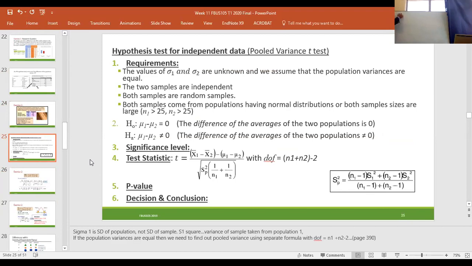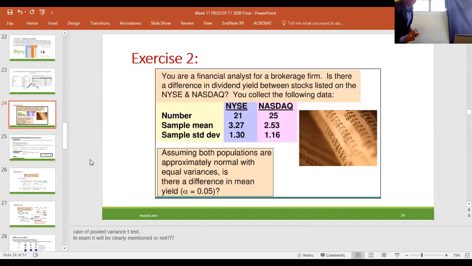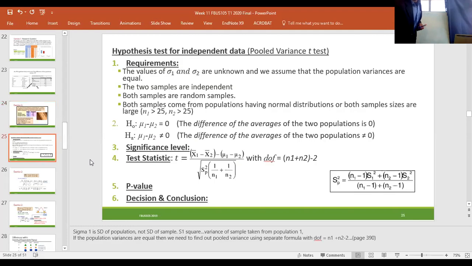In this case also alpha is given as 0.05. T-stats. What is the formula for t-stat? X1 bar minus X2 bar. So what is X1 bar? 3.27 minus 2.53, minus mu1 minus mu2.